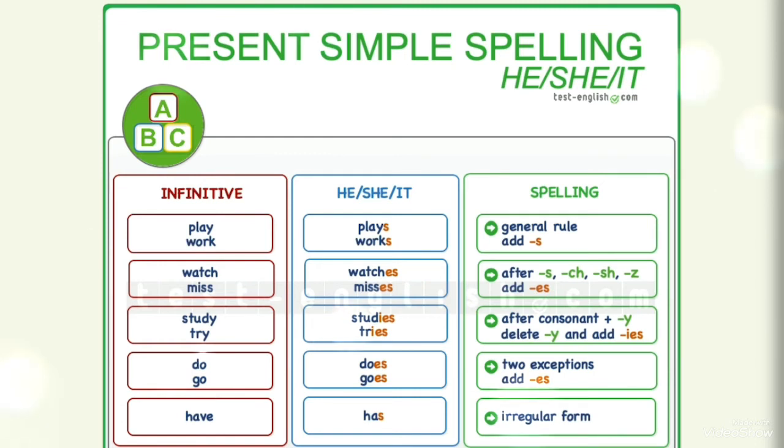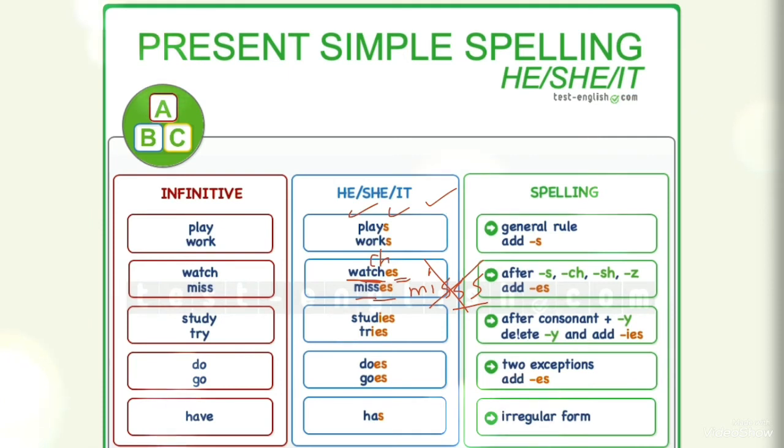For example, when I write the verb watch, it ends with CH, so it will be watches. When I put S with he, she, and it, I will put ES, not only S. I have here miss. Can I say he miss-s? No, teacher. Why? Because it will be very difficult to pronounce. So it's wrong to write that. It will be misses.